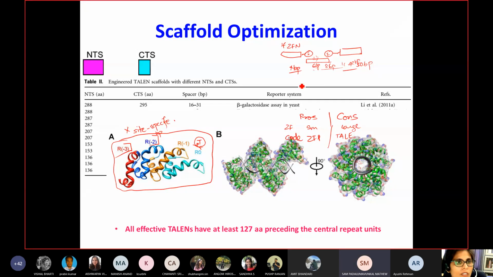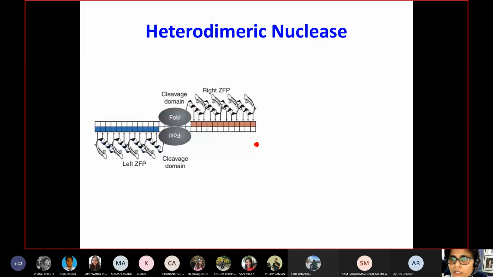Okay. So I have a few more things to finish. I will come to it immediately. And if you have any questions, please write them down. I will take them after finishing the lecture. Okay. So now we are talking about the cleavage domain of the FokI enzyme. This is the cleavage domain, and as we said, it requires 6 spacers.